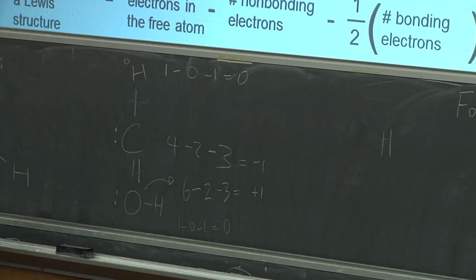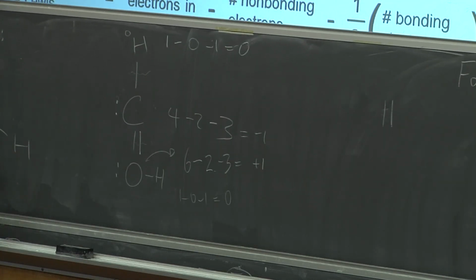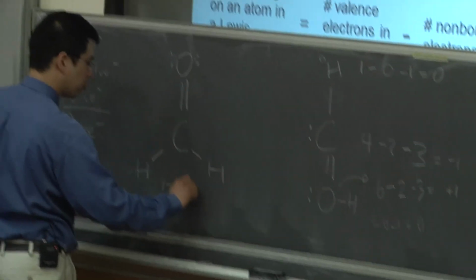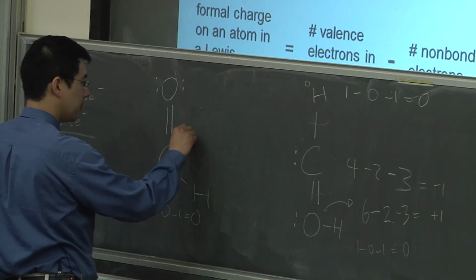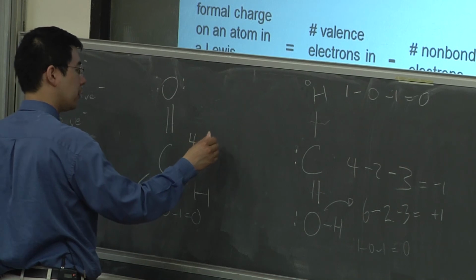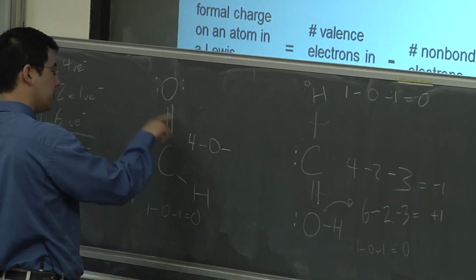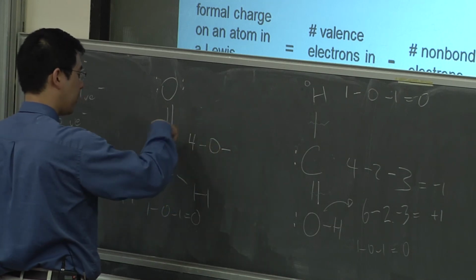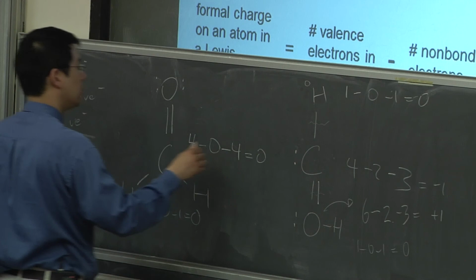Okay, so over here the hydrogens are the same. They're both going to be 1 minus 0 minus 1 equals 0. Now, the carbon starts with 4. How many non-bonding electrons? 0. How many bonds? 4, right? So we have 8 electrons, we split them, we get 4. 4 minus 0 is 0.